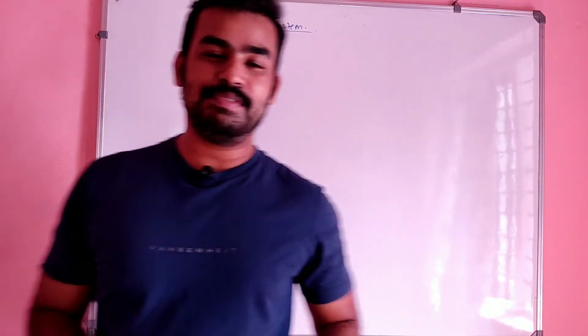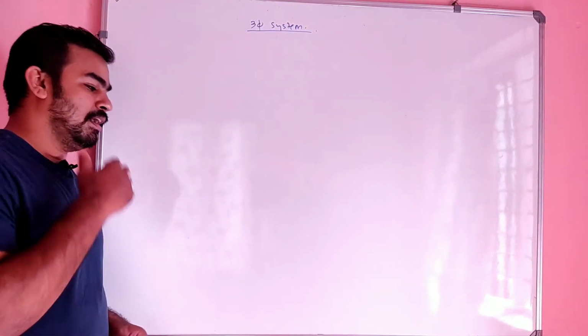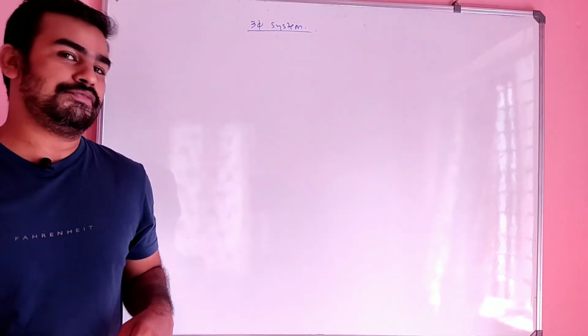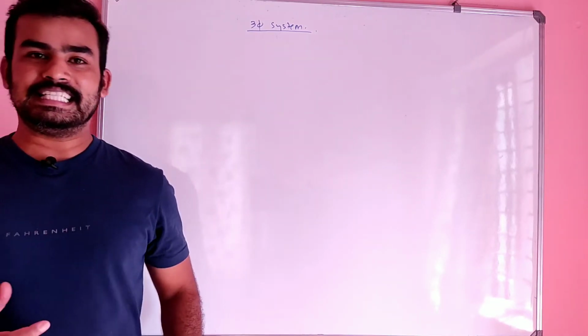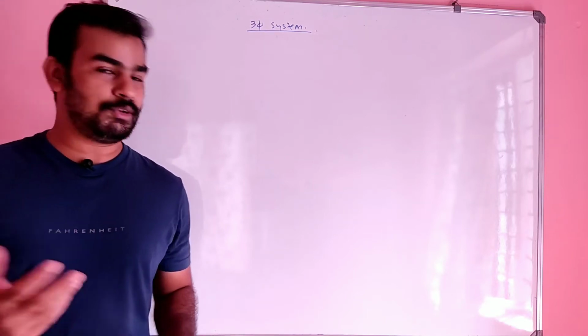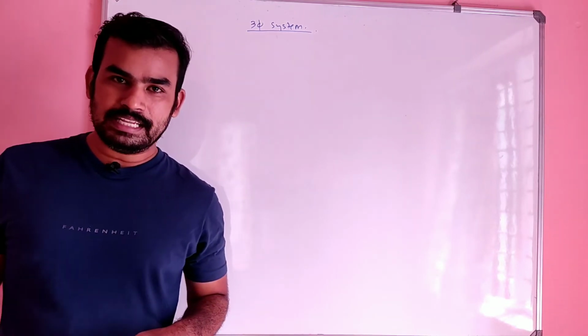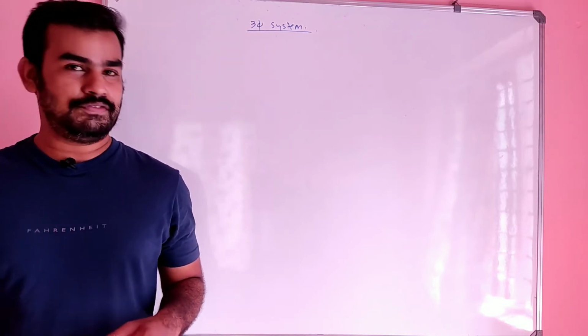So, in the last class, we discussed the star and delta connection. We discussed the three-phase system, right? How can we connect the three-phase terminals, either in star or in delta? We also derived the equations for line voltage, phase voltage, line current, and phase current.